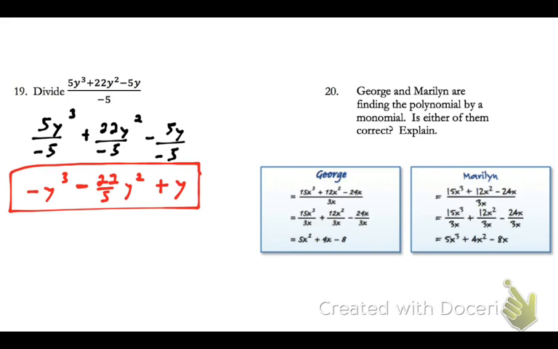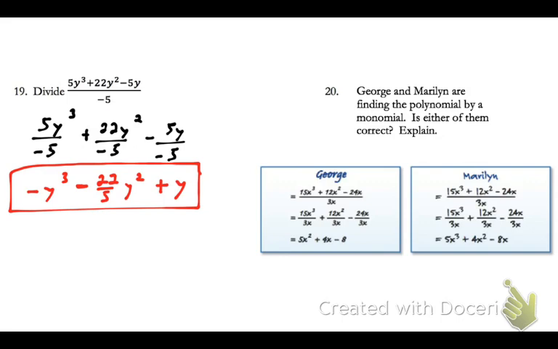And question number 20 says George and Marilyn are dividing the polynomial by a monomial. Is either of them correct? Okay, so we look at the processes. Look at the process for George, and we can see he started off the same way that I did mine. 15 divided by 3 is 5. X cubed divided by x is x squared. So far, so good. 12x squared divided by 3x.